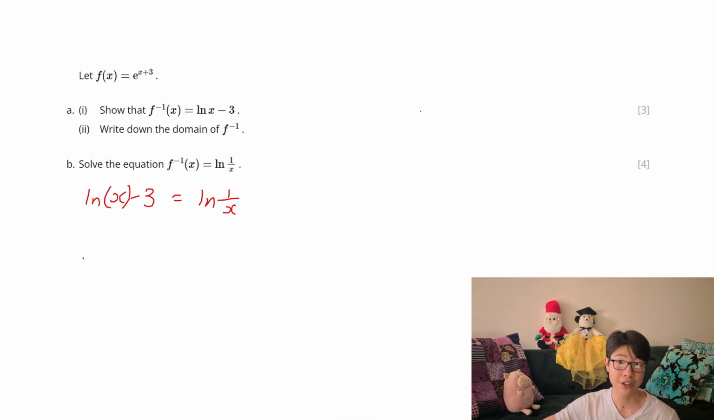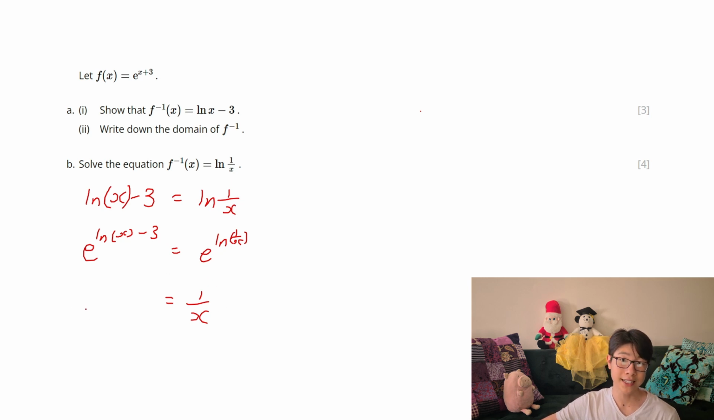Therefore, we can raise e to the power of everything, both the left and the right sides, in order to cancel out the logarithms. So we'll get e to the power of ln x minus 3 equals e to the power of ln 1 on x. And on the right side, it's a lot simpler. e and ln just cancel out, so we're left with 1 on x.